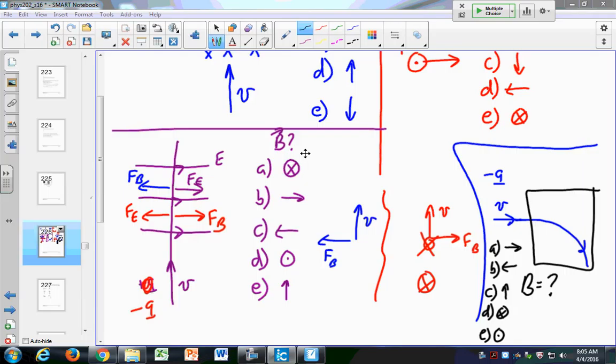My force is going to be down like that. That means my magnetic field would point out of the page, except it's a negative particle, so it's into the page. So if you do your right hand normally, you get E, but then you realize it's a negative particle, and so you flip it to B.